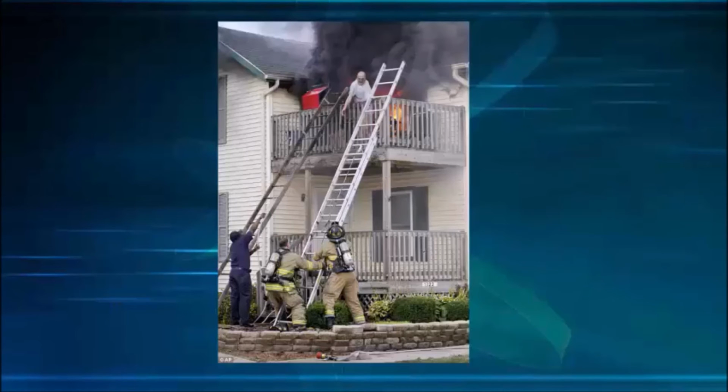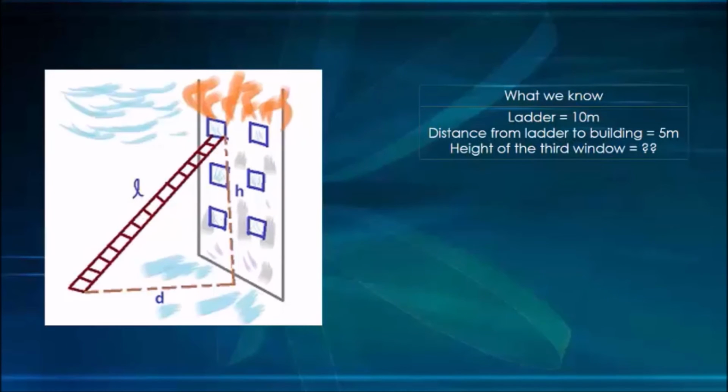Our next example is one of my favorites. It has to do with being able to figure out the height of a building, the length of a ladder, or the distance between the base of a ladder to a building. So given the following picture, say we wanted to figure out the height of the third window. Say we are given that the ladder has a measurement of 10 meters, and the distance from the base of the ladder to the building is 5 meters. We can use the Pythagorean theorem to figure out the height of the third window.